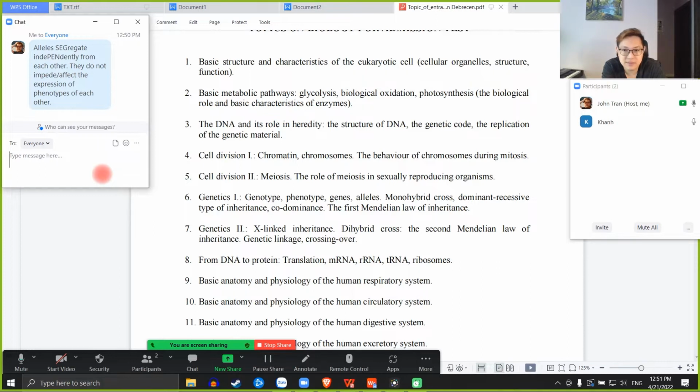Alright, so let's talk about genetic linkage and crossing over, maybe? Okay, let's start with genetic linkage first. Genetic linkage.